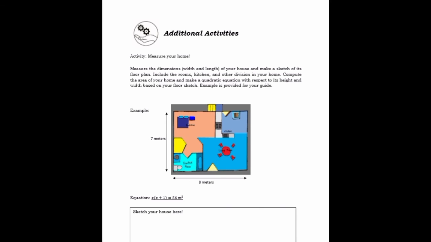Additional Activities. Measure Your Home. Measure the dimensions, width and length of your house and make a sketch of its floor plan. Include the rooms, kitchen, and other divisions in your home. Compute the area of your home and make a quadratic equation with respect to its height and width based on your floor sketch. An example is provided for your guide.